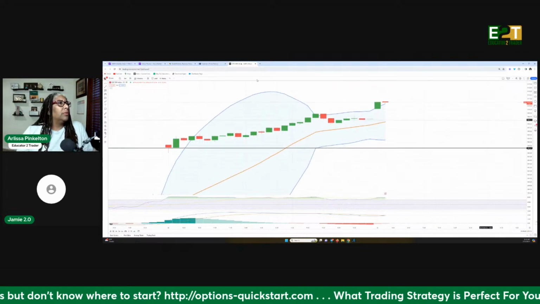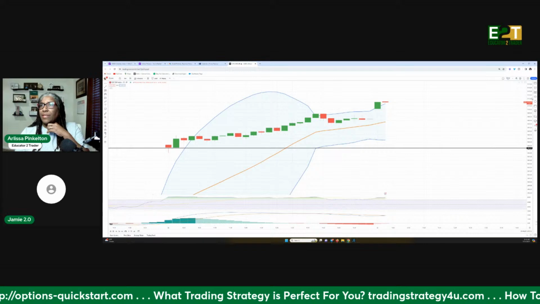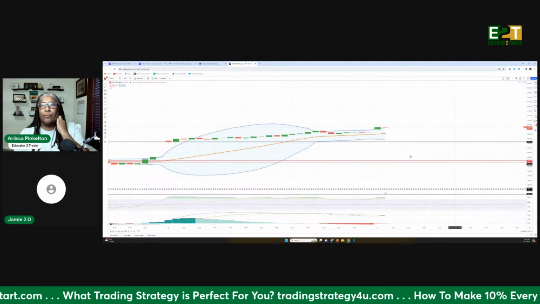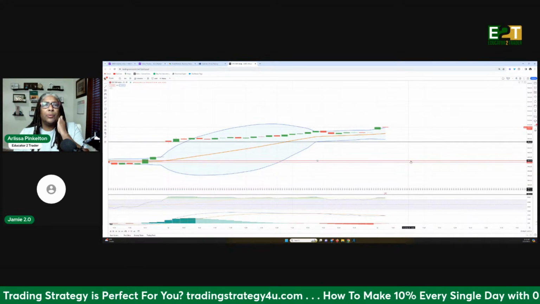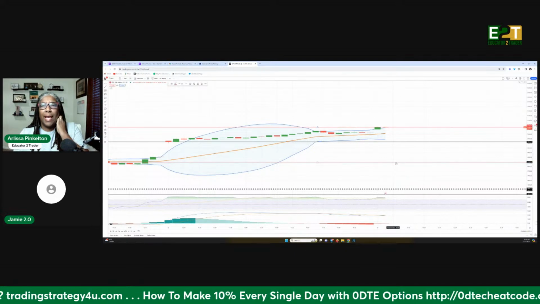So let's see. Let's put on our 15-minute chart, our 15-minute reds for SPX. Let's put those on, see if we got a breakout trying to happen.